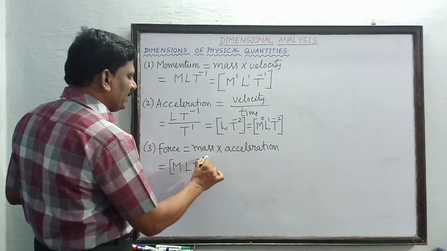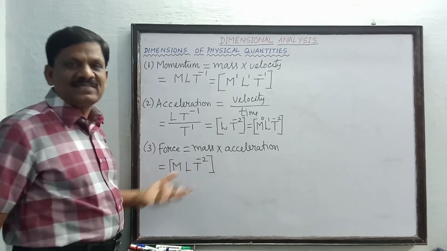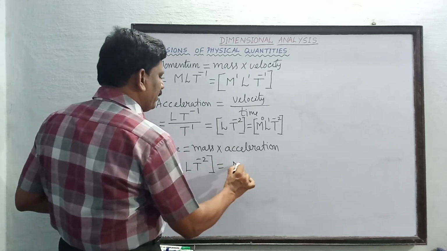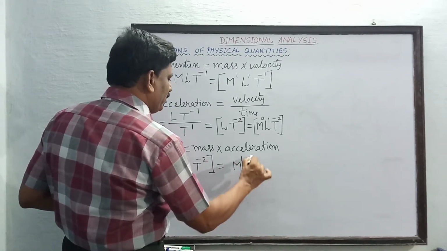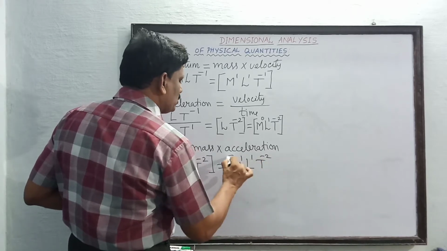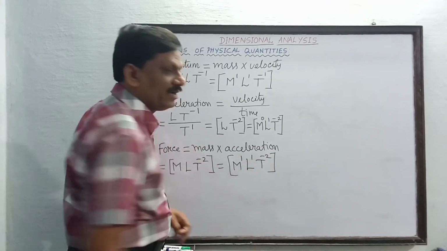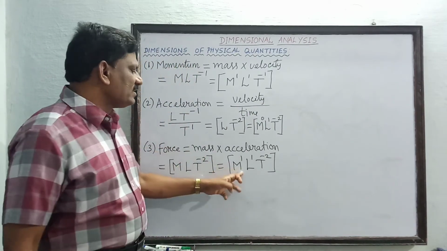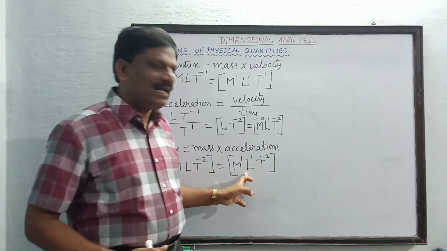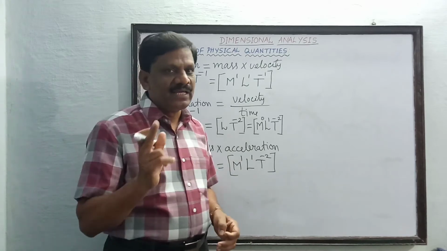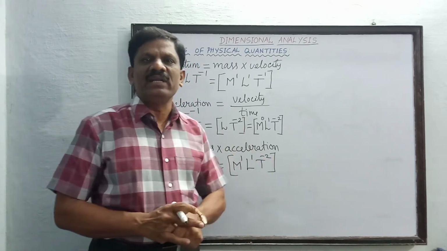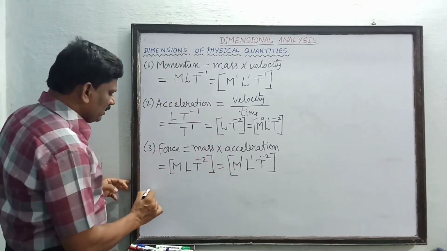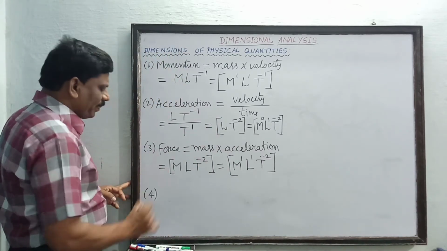So directly we are getting the expression for the force. Understand? So you can write this also equal to M power 1, L power 1, T power minus 2. So this is the right way of representing. Okay, because we should know that force is having one dimension in mass, one dimension in length and minus 2 dimension in time. Understand?